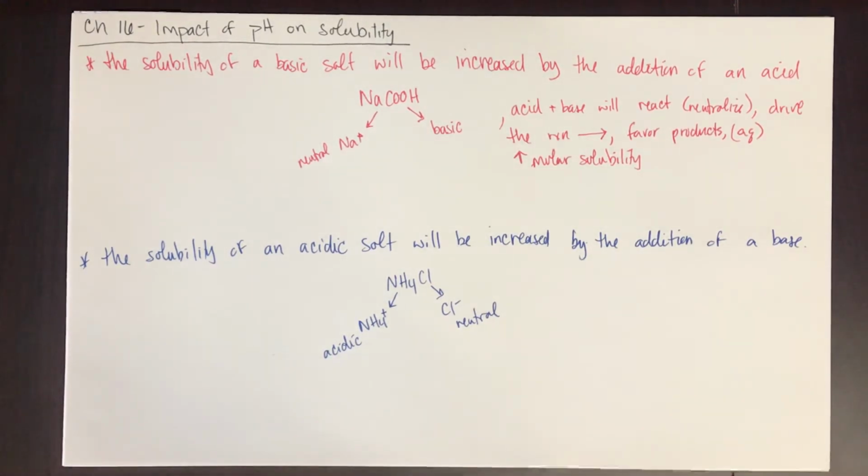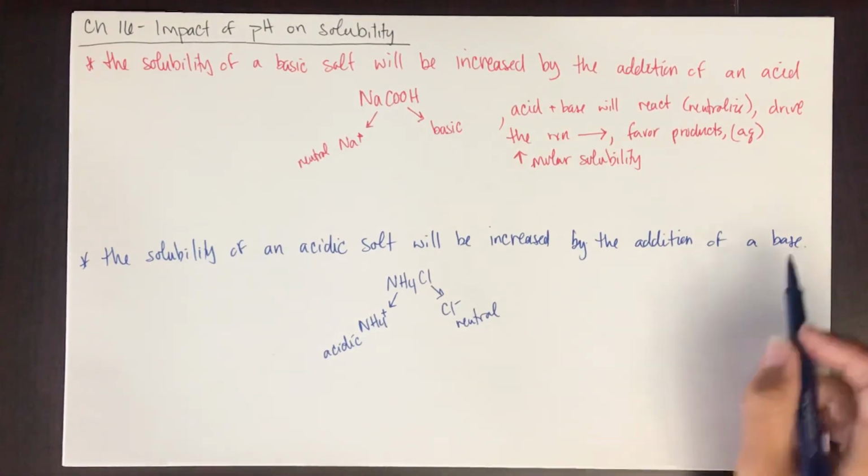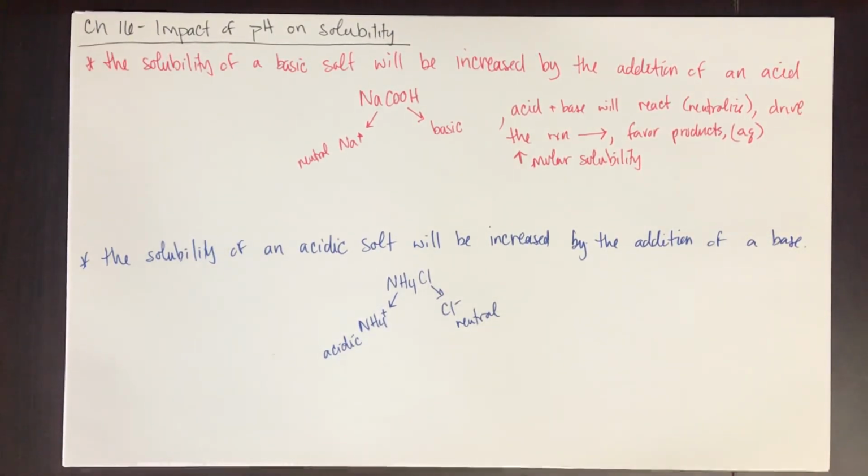So if you added a base, the base in the solution would react with the acidic portion of the salt, and it would increase solubility. So you probably will see some problems on your SmartWorks homework or on an exam where I ask you, the addition of an acid would increase the solubility of which of the following salts, and it would be a basic salt. So you would pick the basic salt out of that list.